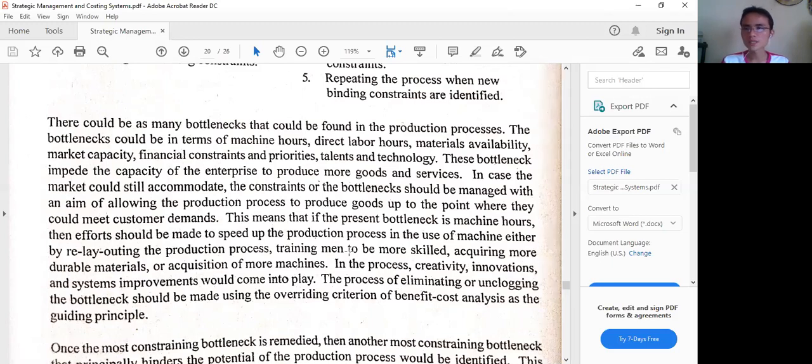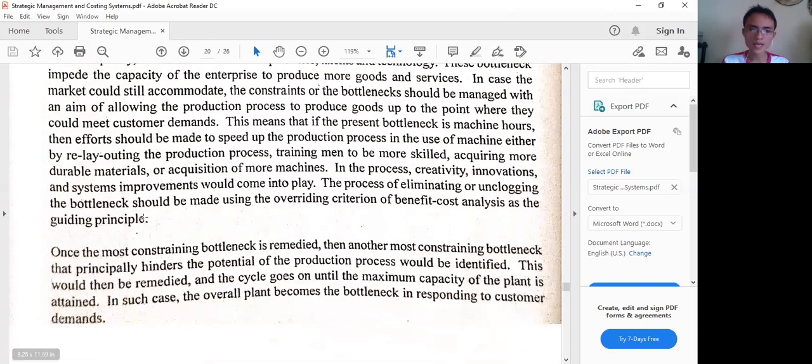So it should be that benefits outweigh the costs. The benefits should be greater than the costs. Then once the most constraining bottleneck is remedied, another most constraining bottleneck that principally hinders the potential of the production process would be identified.